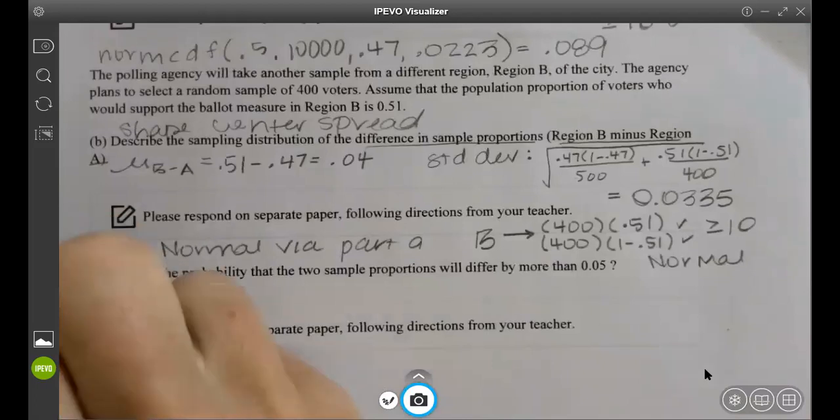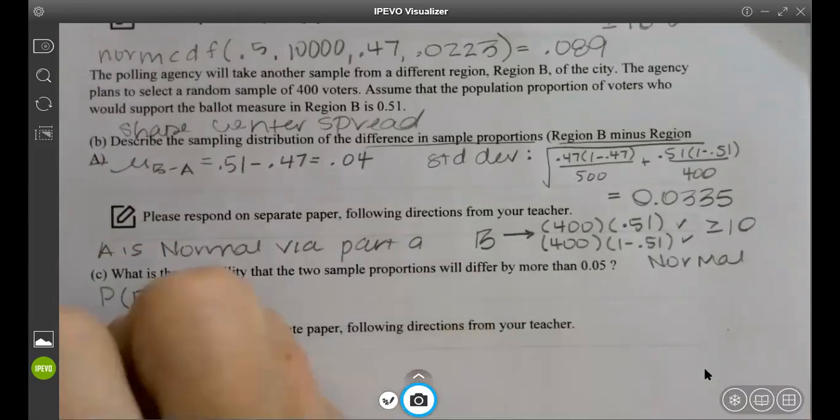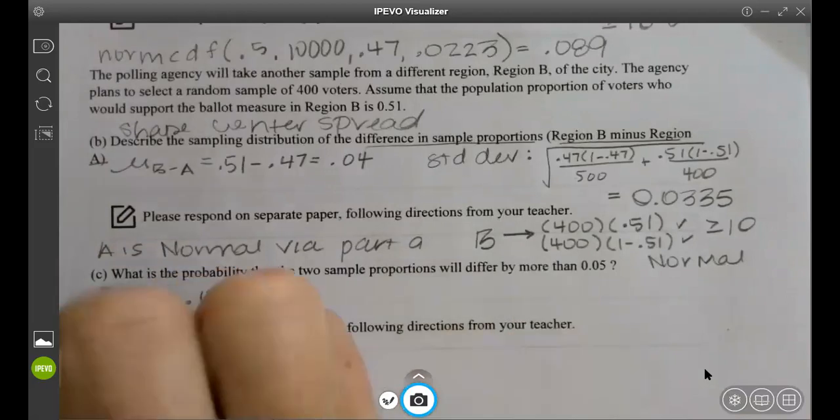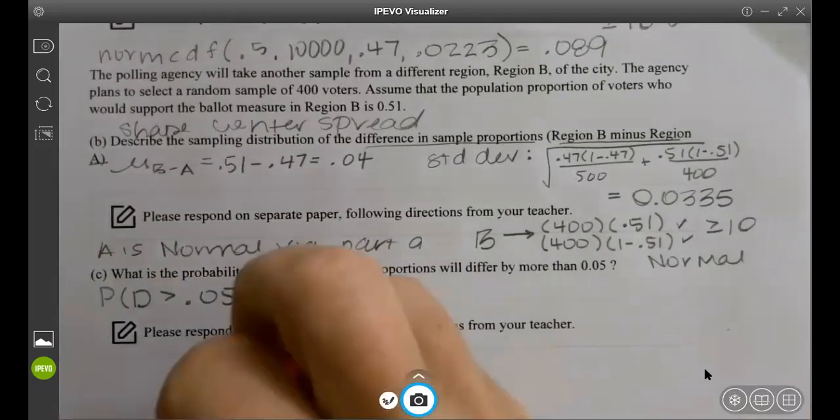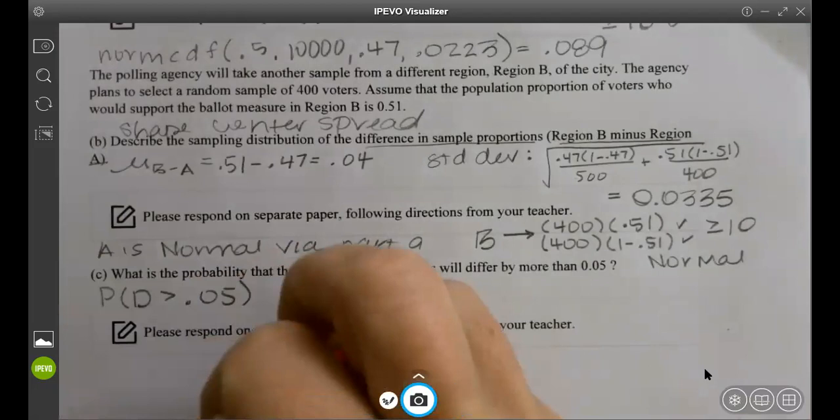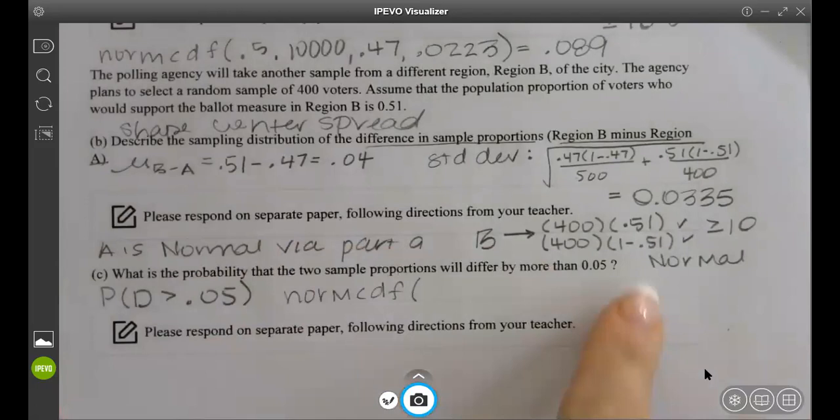Probability that the difference is their difference, right? They differ. What's this say? Greater than 0.05. And we're talking about their difference here. So we're looking at what we did in part B, okay? So we're going to use our normal CDF again. Why can we use normal CDF? It's probabilities, and we've already checked to make sure it's normal, right? So we've already done that part.